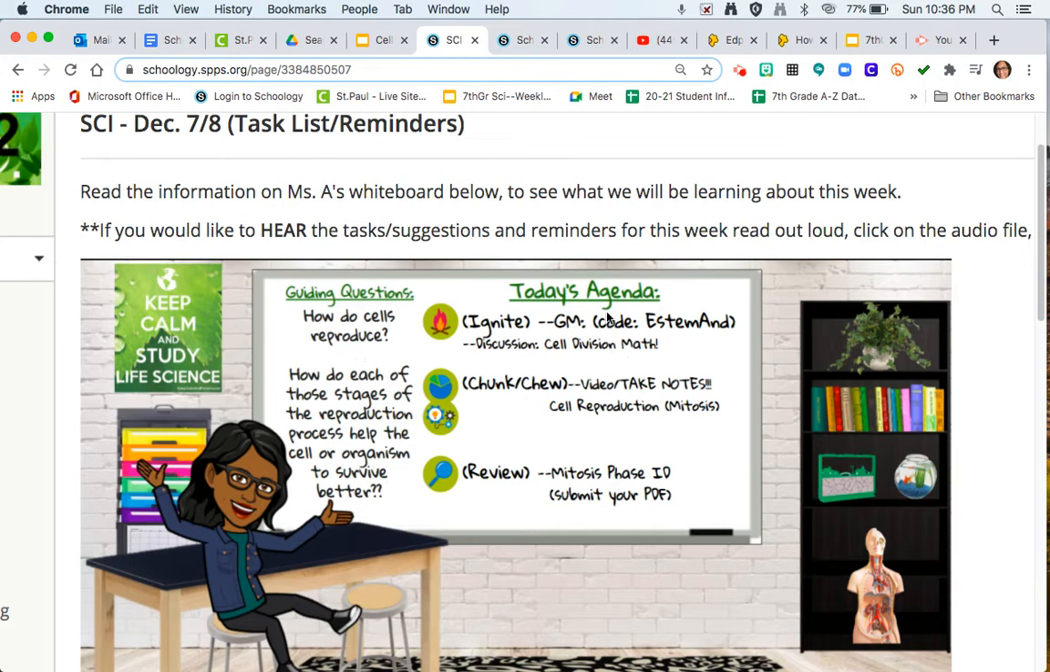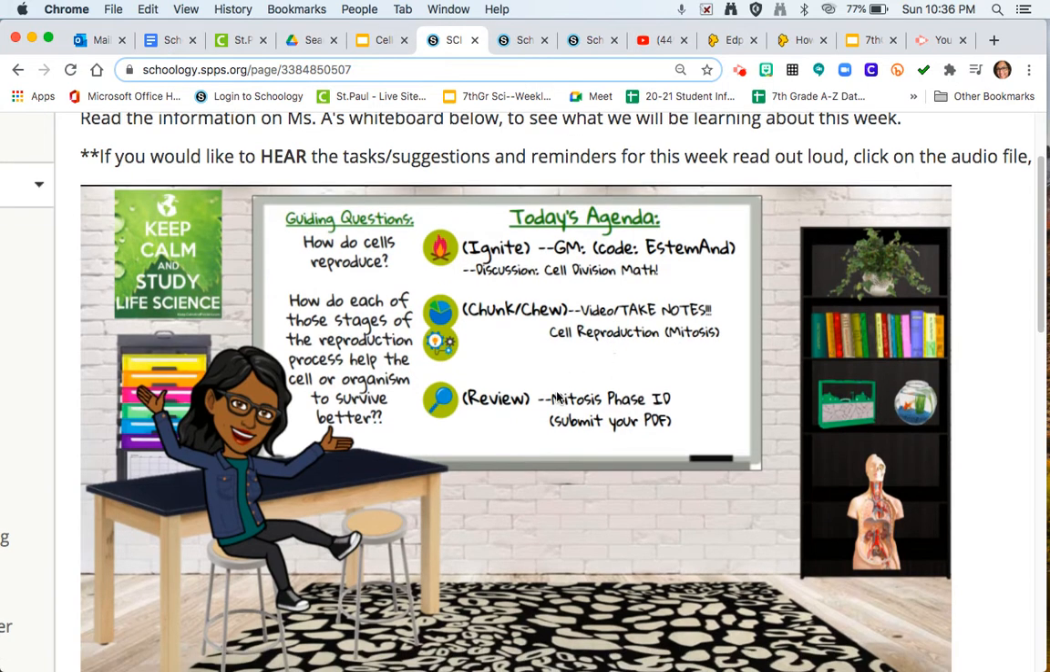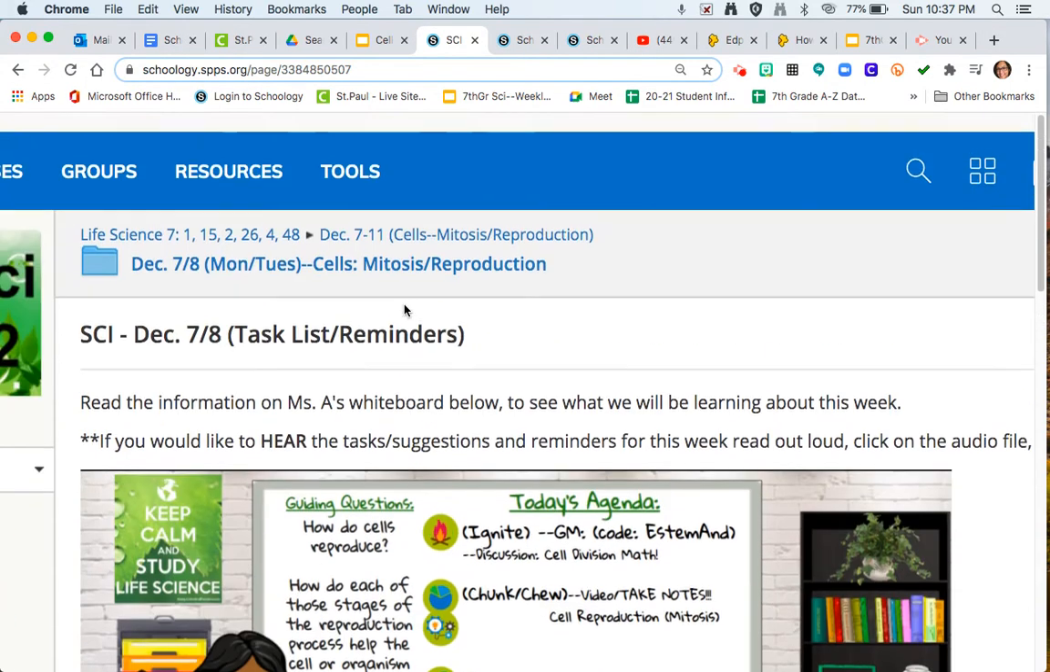For today's agenda for this lesson, you have a couple different activities here. The first one is a discussion post for the Ignite one. That'll involve a little bit of math, and I'll get to that in just a moment. Then you have your chunk and chew activity, where it's like a video like normal, and I would like you to take some notes. They are going to be a little bit long, so get yourself ready for that. It's talking about that process called mitosis, about cell reproduction. There is a review activity as well, where you're going to need to identify some of the stages of that mitosis process, and then submit a PDF of your answers there.